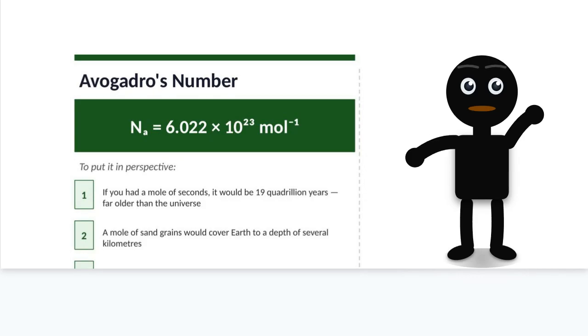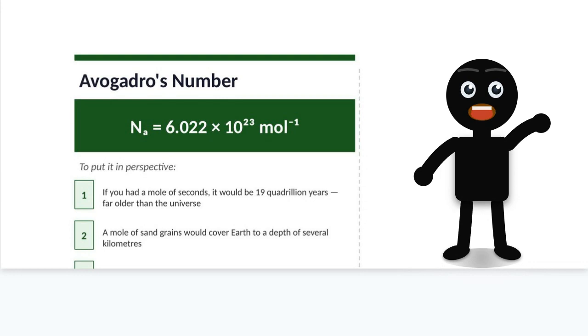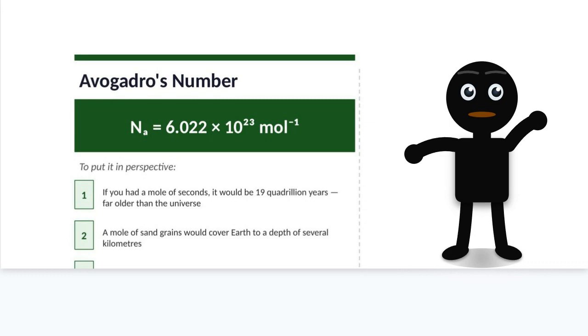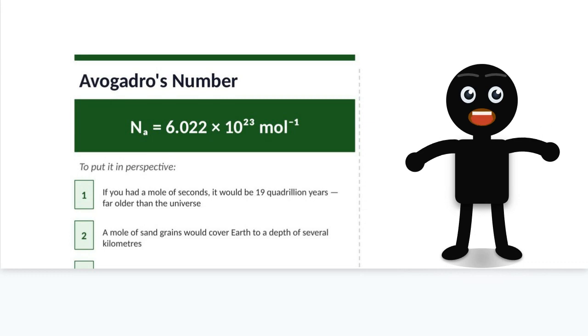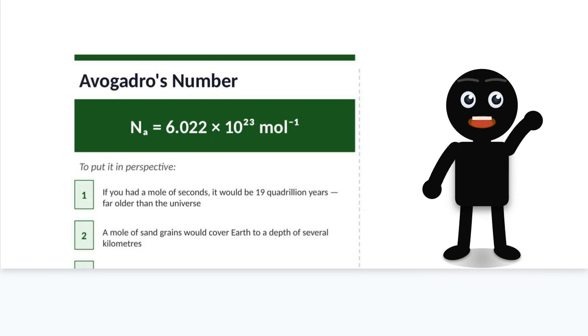Let me help you feel just how enormous this number is. If you had a mole of seconds, that would be about 19 quadrillion years. The entire age of the universe is only 13.8 billion years. So a mole of seconds would be roughly a million times older than the universe itself. If you spread a mole of sand grains across the surface of the Earth, it would cover every continent and every ocean to a depth of several kilometers. This number is so large because atoms are so incredibly small.